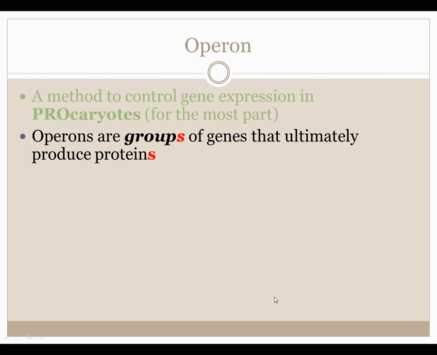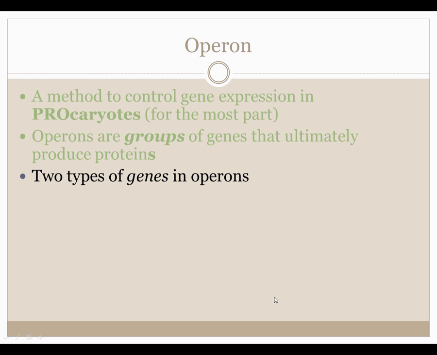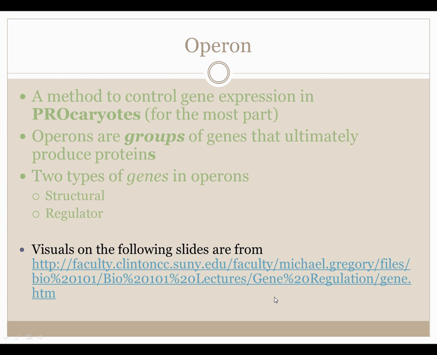So an operon is a group of genes that produce proteins. That's what genes do, of course. And there's two types of genes in operons, and you have a structural gene and you have a regulator gene. I'm going to show you visuals of this, okay? So just for right now, I'm just telling you there's a couple types of genes. I've got some visuals in the slide. This is where I got them from, so a lot of visuals coming up will have come from that particular site, and feel free to go to that if you want for more information.